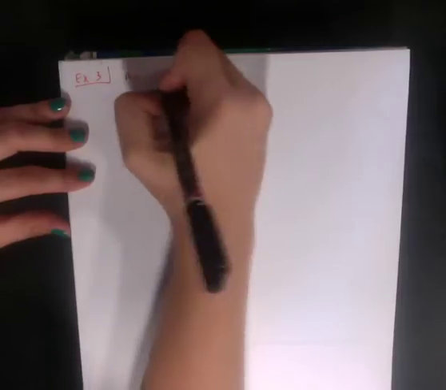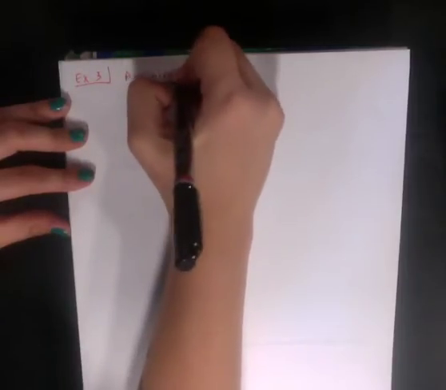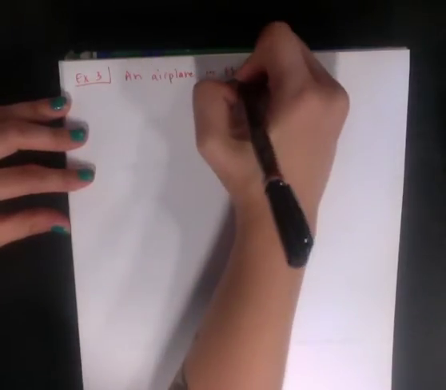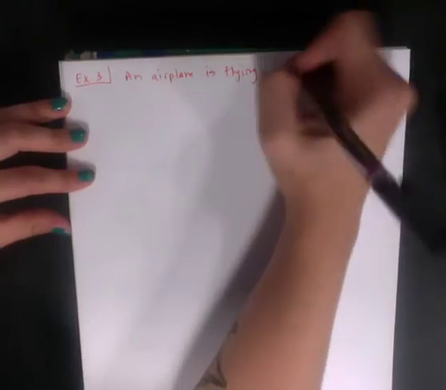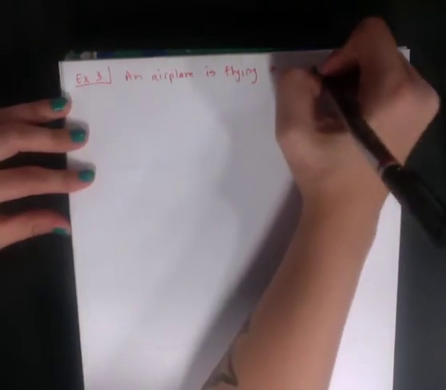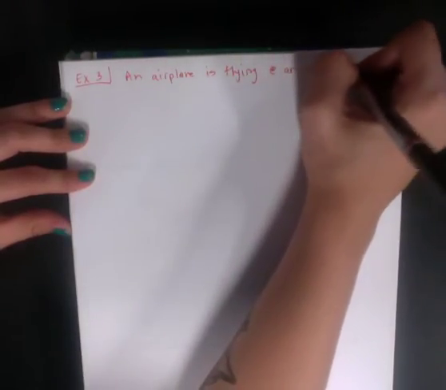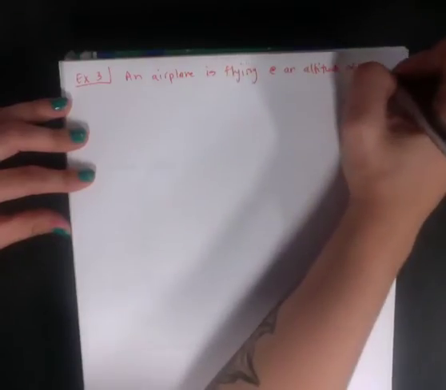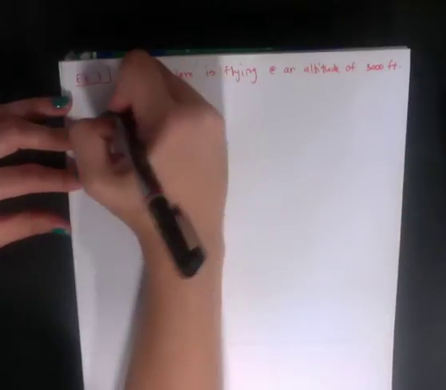Okay, let's do another example. An airplane is flying, as they typically do, at an altitude of 3,000 feet above the ground.